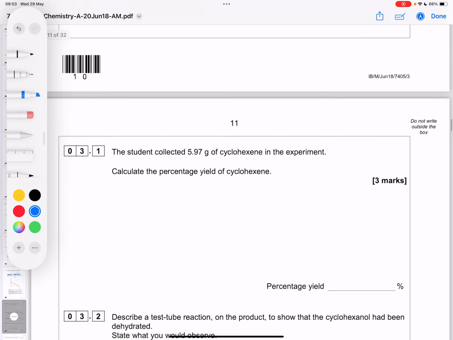The student collected 5.97 grams of cyclohexene. Calculate the percentage yield. So the first thing we need to work out is how much cyclohexanol we started with. We had that volume of 10 cm³ and that density of 0.96. If we times those together, we'll get the mass. And then we divide by the Mr of cyclohexanol, which remember was this structure, C6H12O. If we add that up on our calculator, we've got 6 12s plus 12 ones and a 16. We get exactly 100 as the Mr.